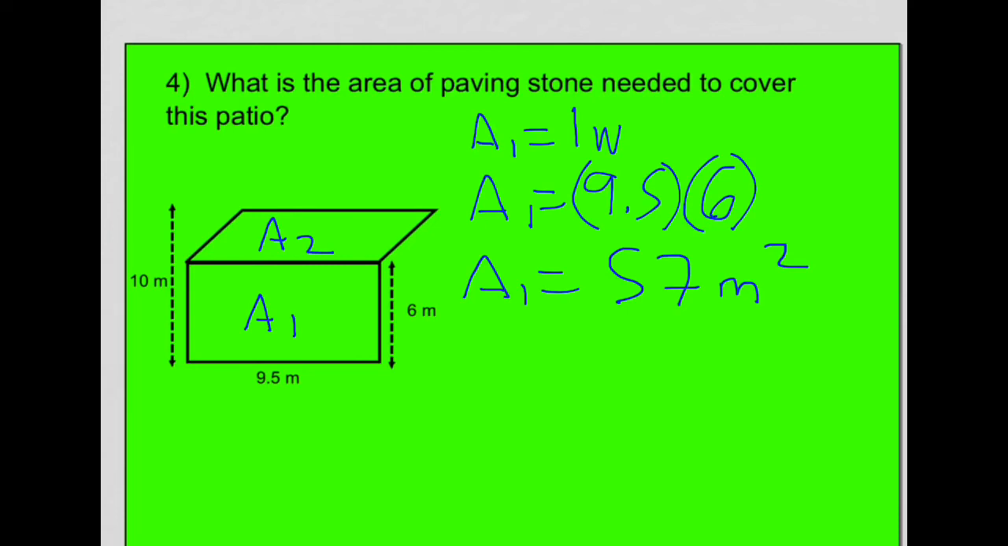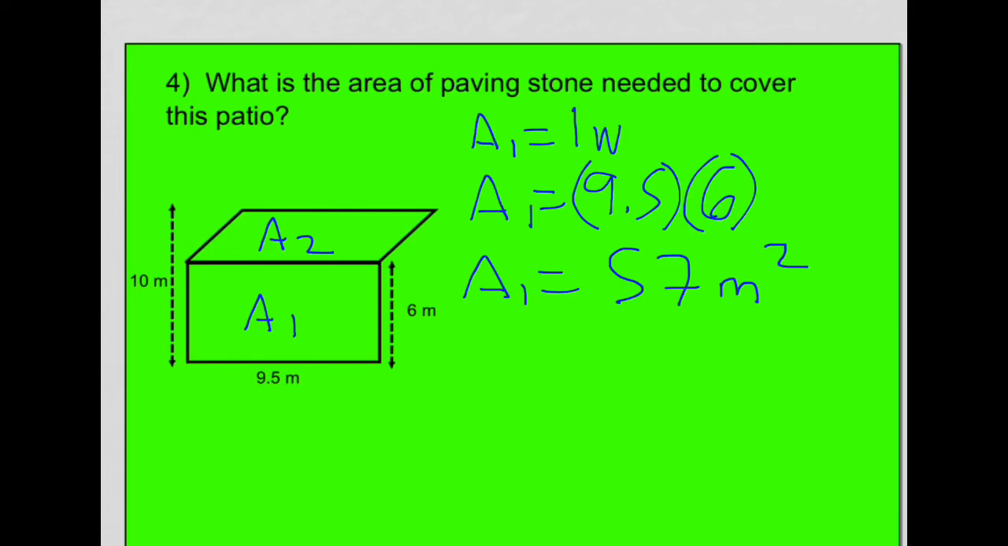Okay, now for A2 we have a parallelogram. Now for a parallelogram we need to have a base and the height. Well, the base of the parallelogram, this part right here, is the same as the length of the rectangle. So we know the base is 9.5. But we need to have the height. Now check this out. This distance here, the width of the rectangle is 6, so this must be 6. This straight up and down distance is 10, which means the height of the parallelogram must be 4.